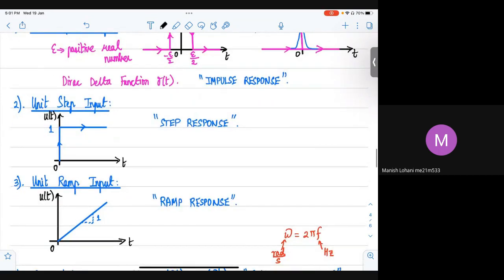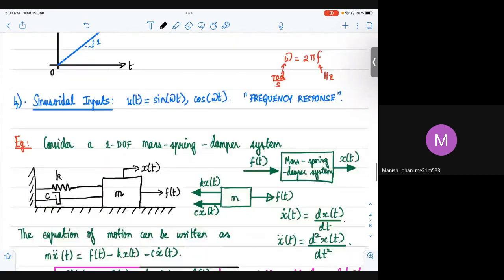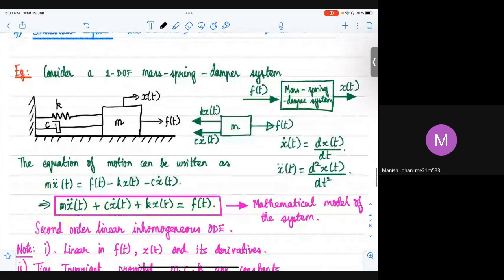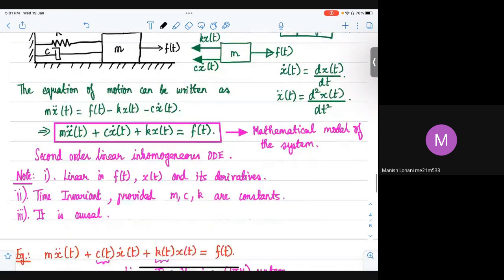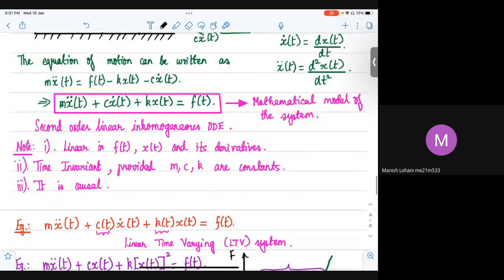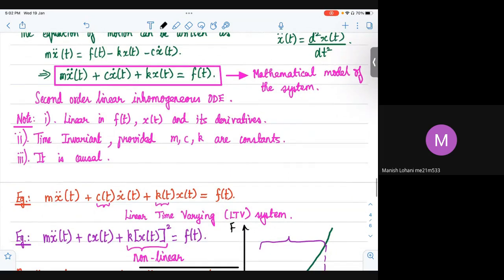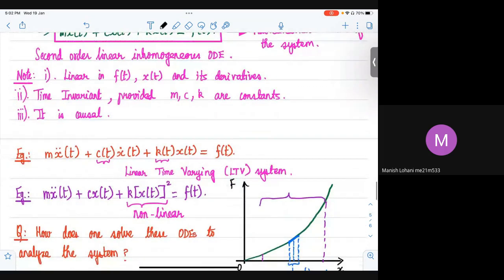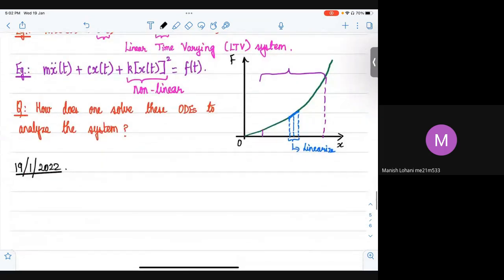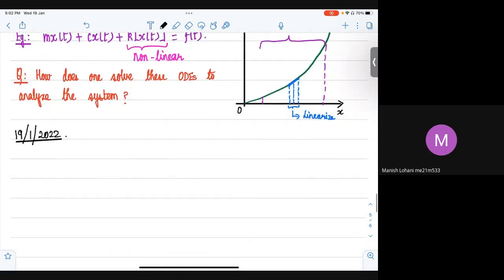Those were some concepts that we discussed, and then we looked at a simple example of a mass spring damper system and wrote down the equation of motion for that system, which serves as its mathematical model. And we just identified when it could become linear time varying, non-linear, and so on, right? And then we stopped with the question, so how do we solve these ODEs to analyze the system?